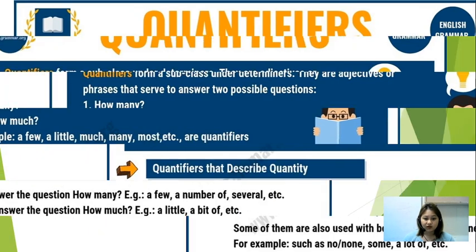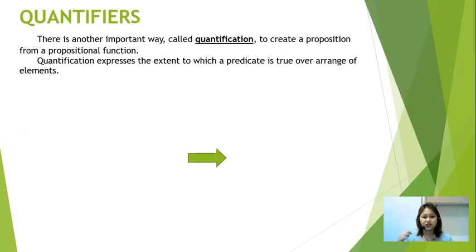So let's have the definition of the word quantifiers. It is actually a process which is called quantification, or to create a proposition from a propositional function. So given the propositional function P of x, Q of x, C of x, you can create a proposition, because if you will not set values to that function, then it will not be a proposition. Okay, so quantification expresses the extent to which a predicate is true over a range of elements.